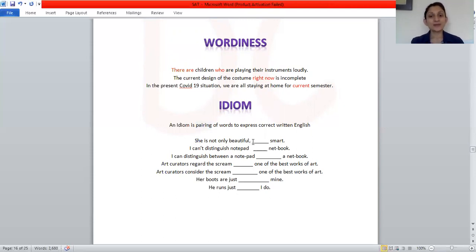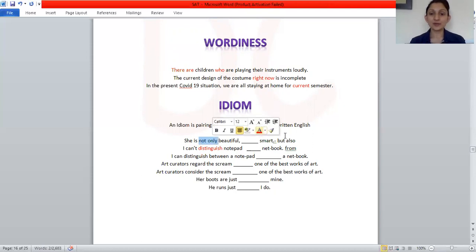She is not only beautiful dash smart. So when you use not only, what do you use along with it? You always use but also. She not only but also. I can't distinguish notepad dash notebook. Whenever you see the word distinguish, you use from. I cannot distinguish notepad from netbook. So not only always goes with but also, distinguish always goes with from.